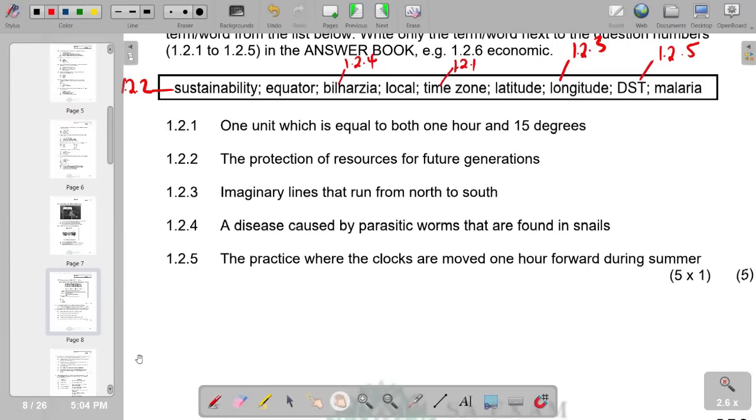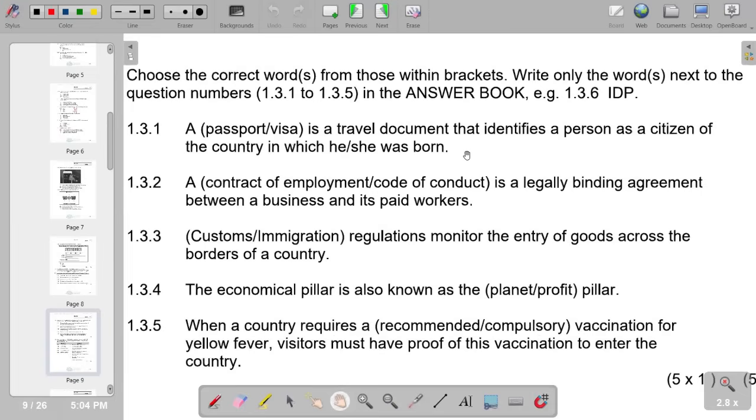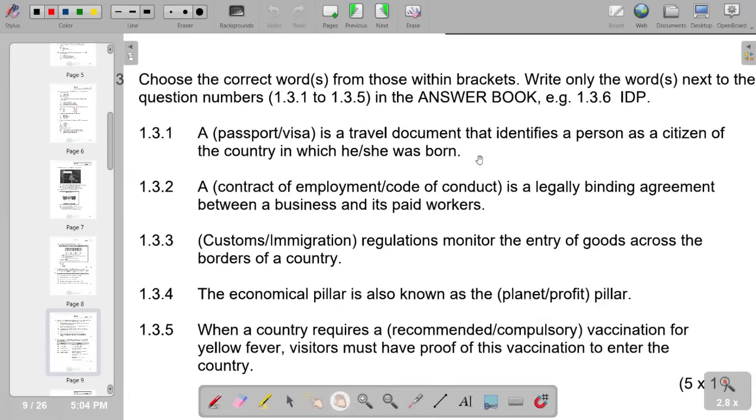Then we move on to the next one, which is 1.3, which reads: choose the correct word or words from those within brackets. Write only the word or words next to the question numbers. So of course we have to choose between two according to the statements that we are given. So on 1.3.1, it reads: a passport or a visa is a travel document that identifies a person as a citizen of the country in which he or she was born. So we see that the correct response is a passport.